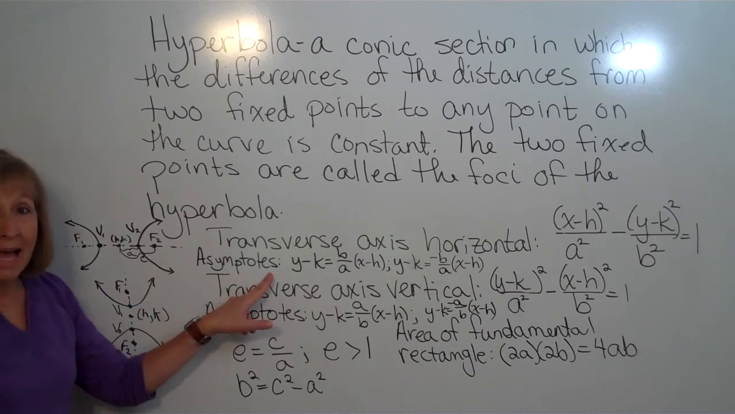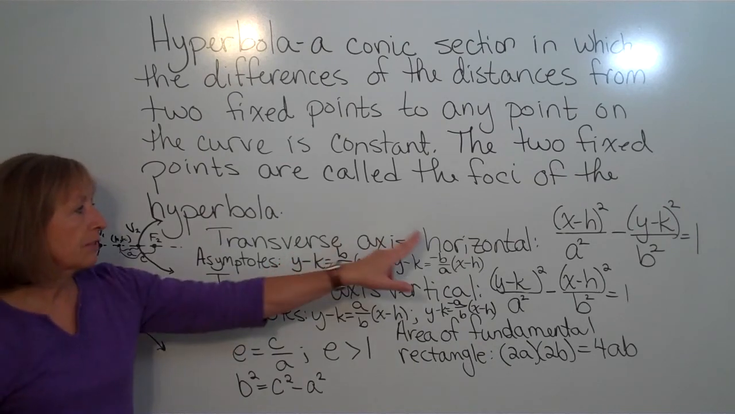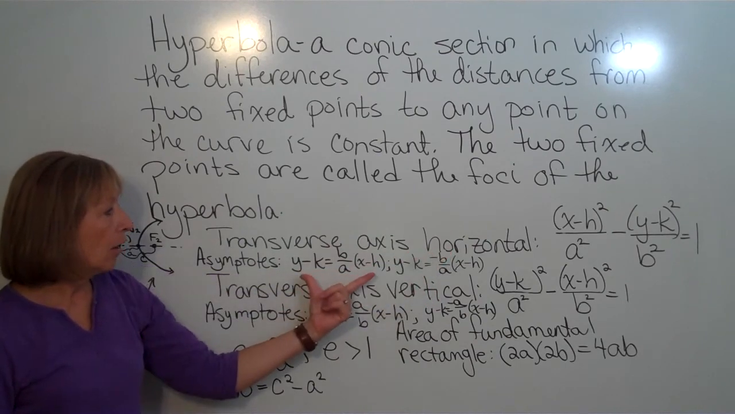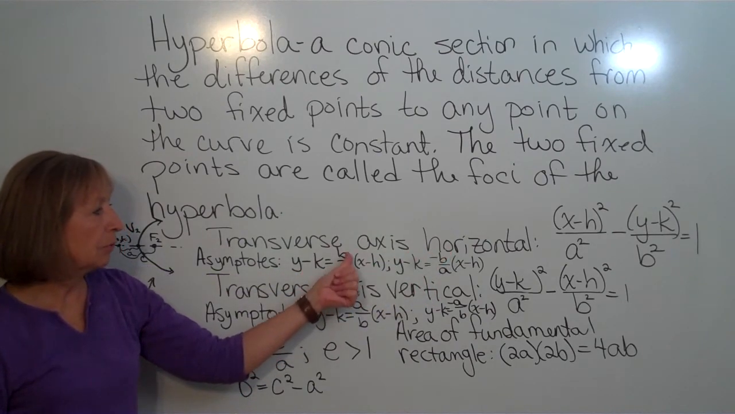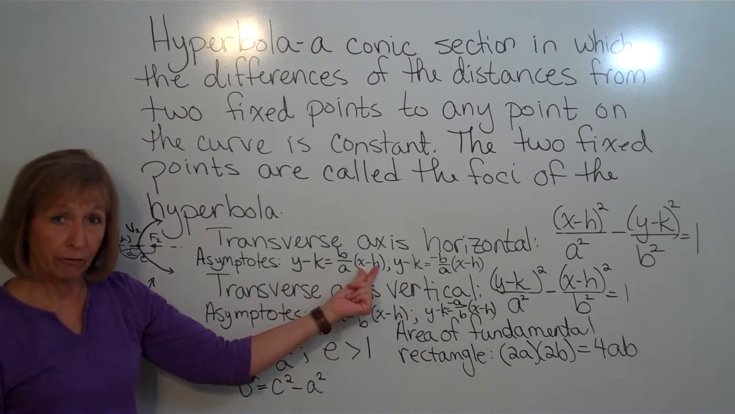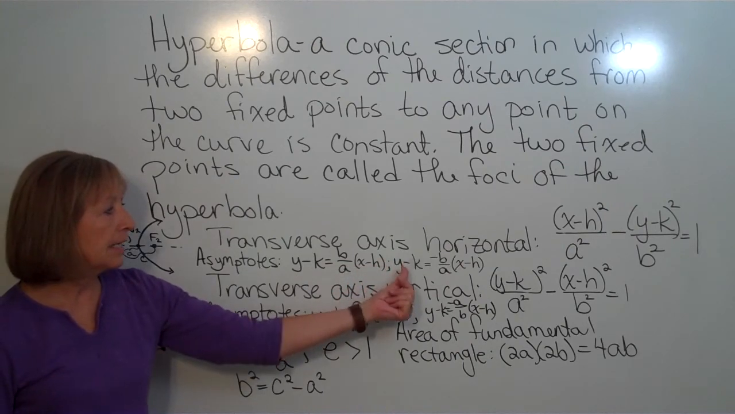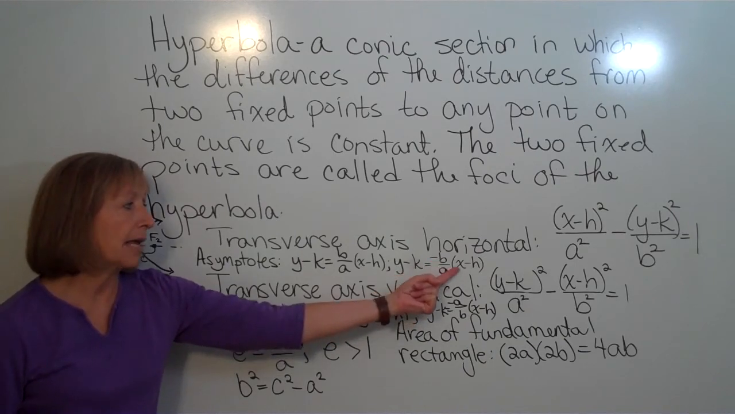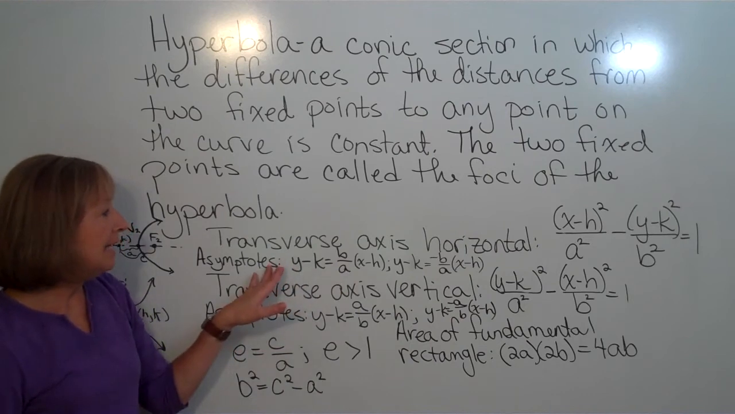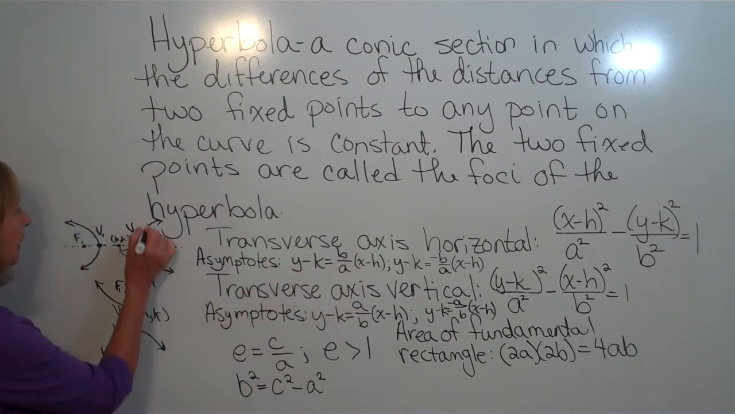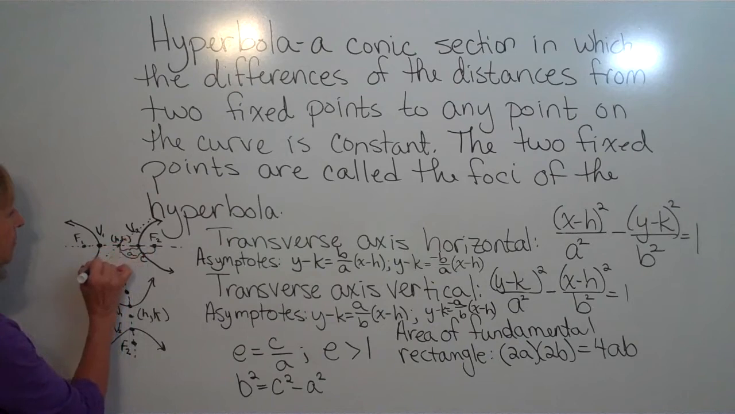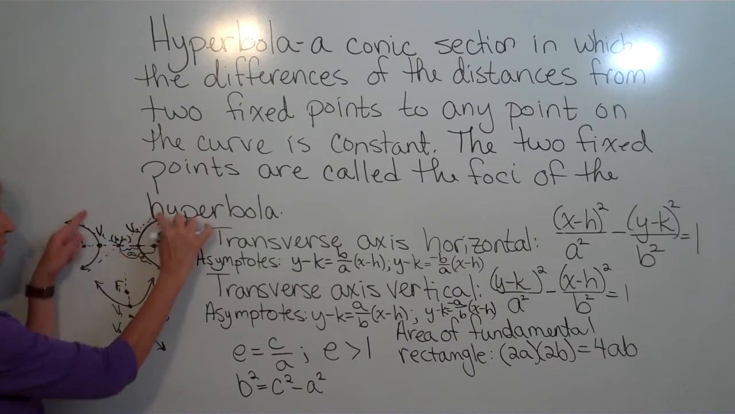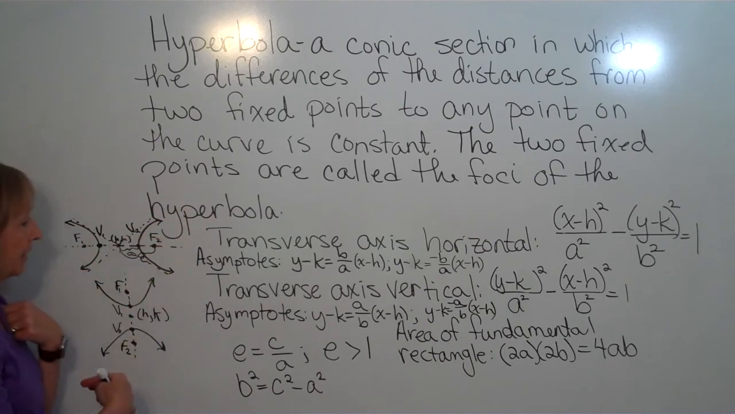Now, we also have asymptotes for a hyperbola. Our two asymptotes, if our transverse axis is horizontal, are y minus k is equal to b over a times (x minus h) for one of them, and y minus k is equal to the opposite of b over a times (x minus h) for the other one. These asymptotes are the lines that go through the center and that the ends of the hyperbola are attracted to.